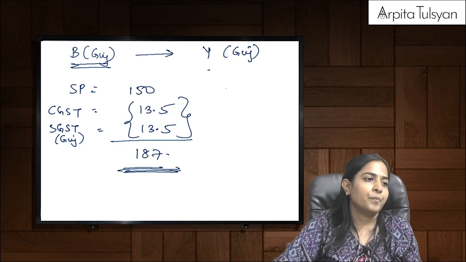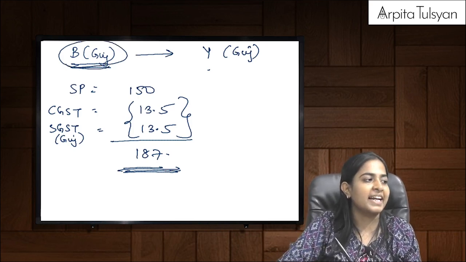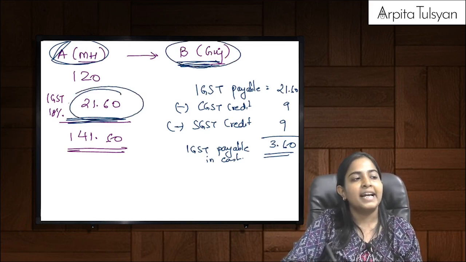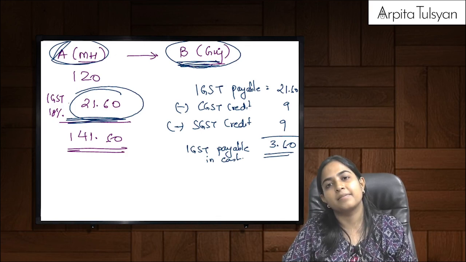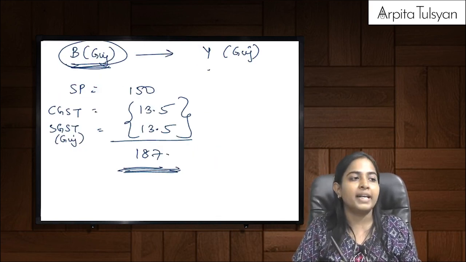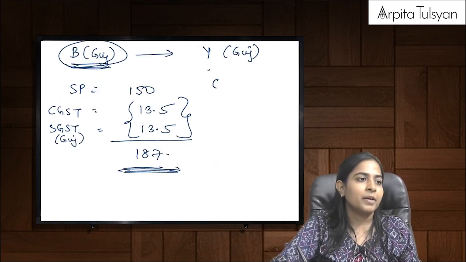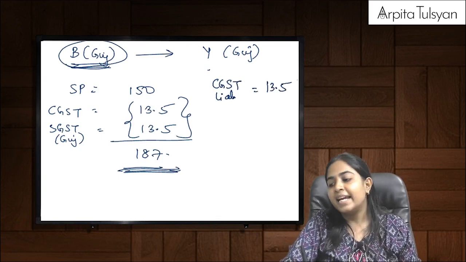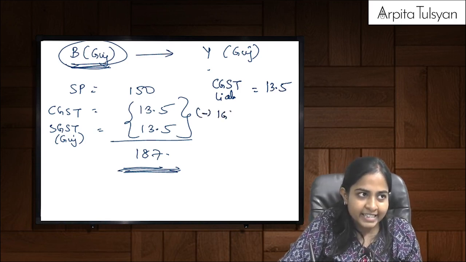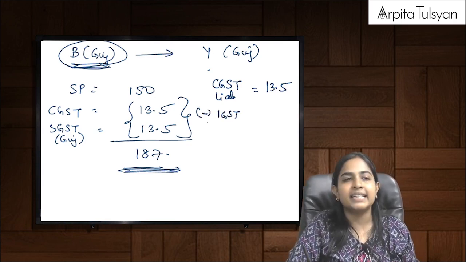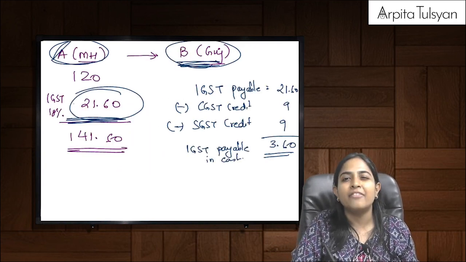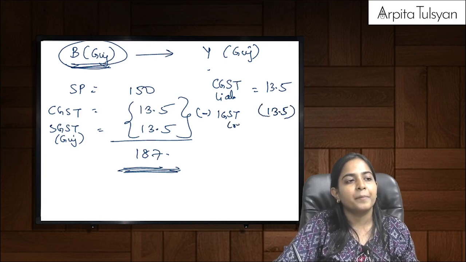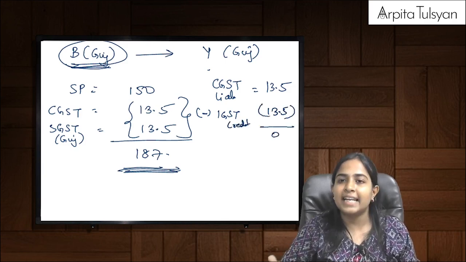Right? Now, does B have some credit available with itself? Yes, B has. When B had purchased, it had paid taxes of 21.6 totally. So now it has some credit available with it. Now CGST liability is equal to 13.5. Can I use IGST credit against it? Yes. How much IGST credit do I have? I have 21.6 available. So at least I can pay full 13.5 here. CGST liability is zero.